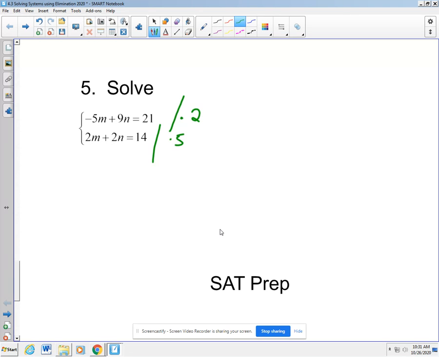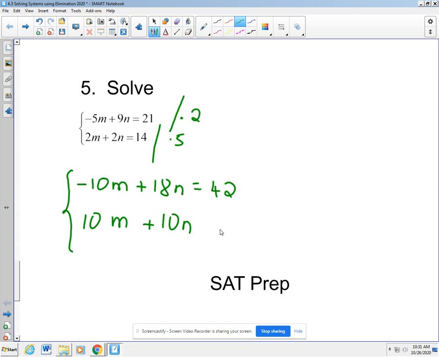Why? Because in the first equation, I will get negative 10m. In the second equation, I will get positive 10m. So now let's distribute. Negative 10m plus 18n equals 42. The second equation will be 10m plus 10n is equal to 14 times 5, that will be equal to 70.